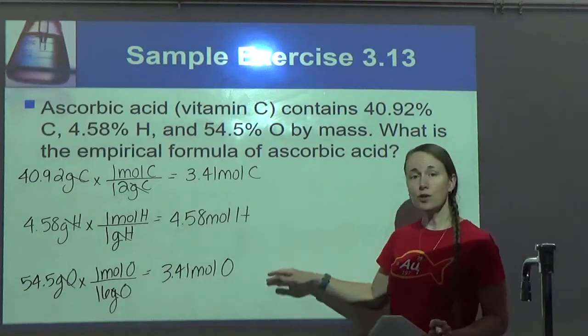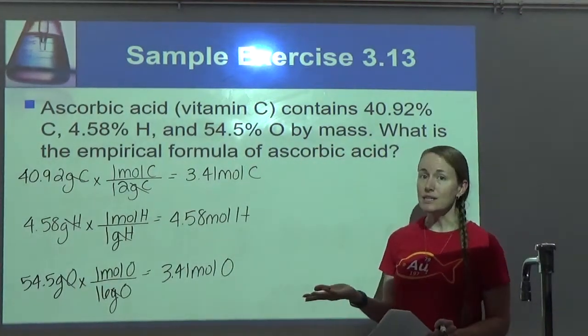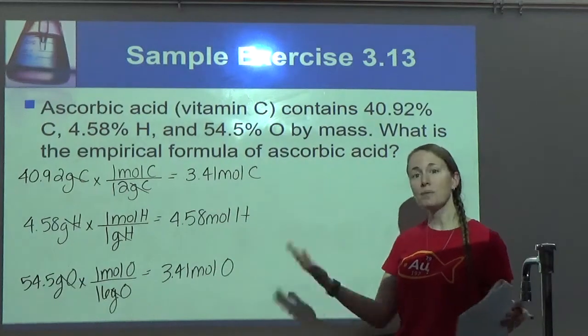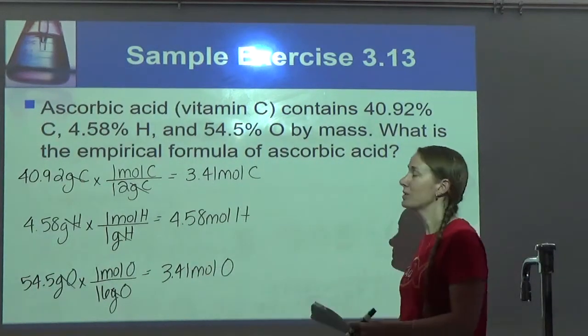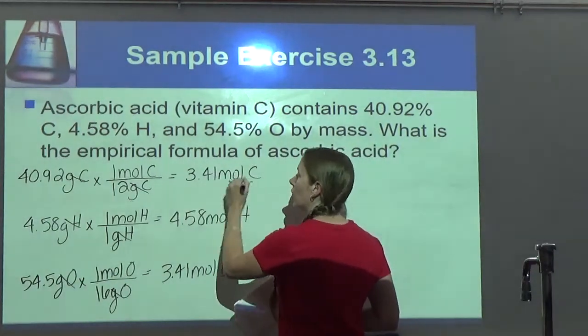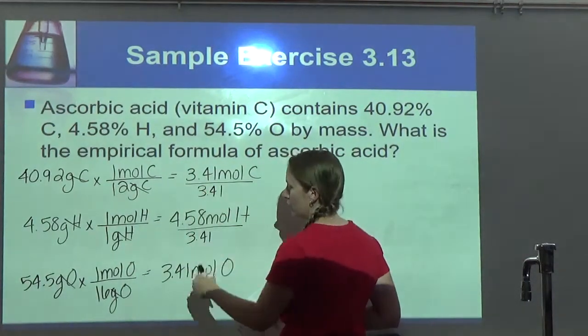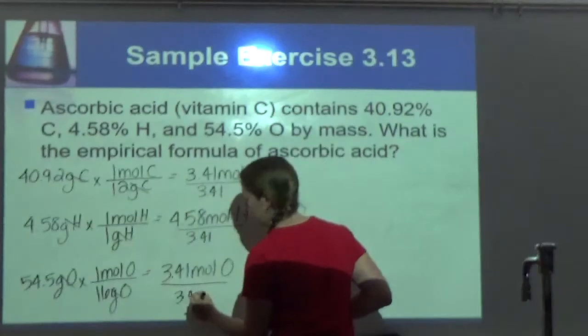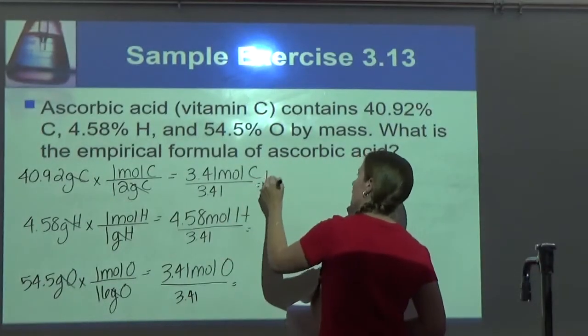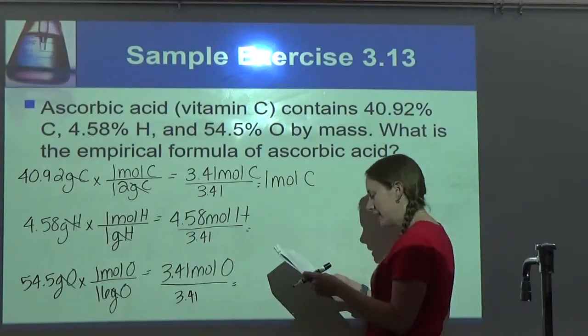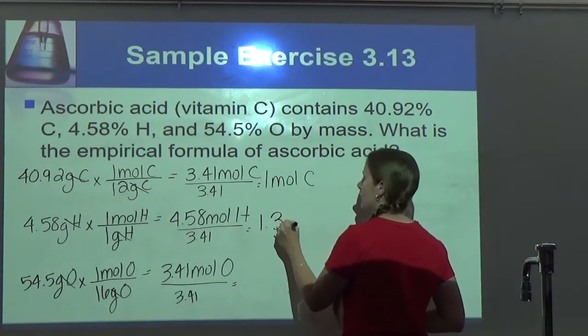All right, so these are the correct ratios, but we can't use these numbers because they have the decimals. So remember, our next step is assume the lowest subscript is a 1. And so we divide all of them by the smallest number, which in this case I have 2 of the smallest number. Both of these are 3.41. So I divide each one by the smallest number, and I should get nice whole numbers, which I don't.